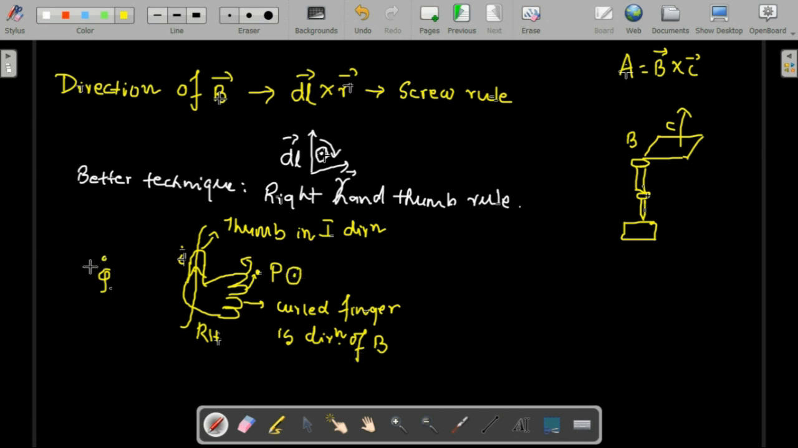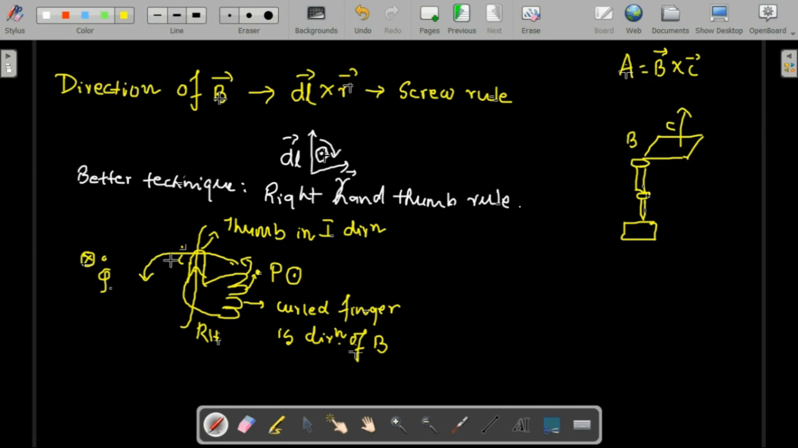Now we want to find the direction at Q. You curl your fingers and they come out like this. When you come to the other side of the wire, you observe that your fingers are coming out of the plane. So on this side the direction of the field is coming out of the plane of the paper. That's it, that's the rule.